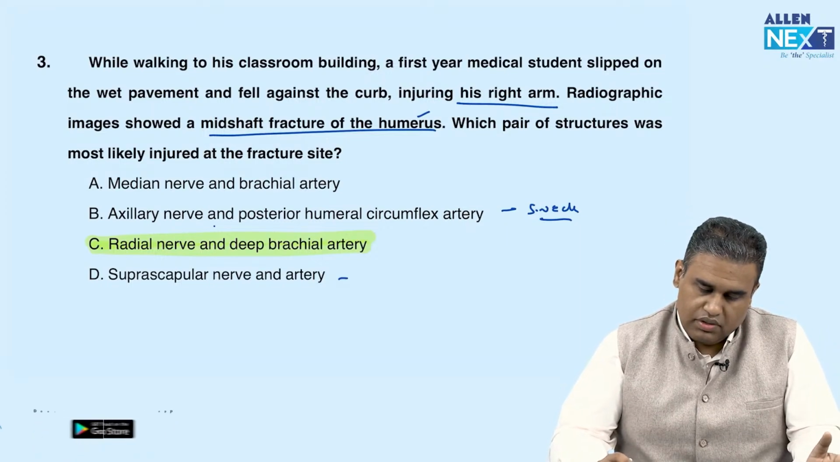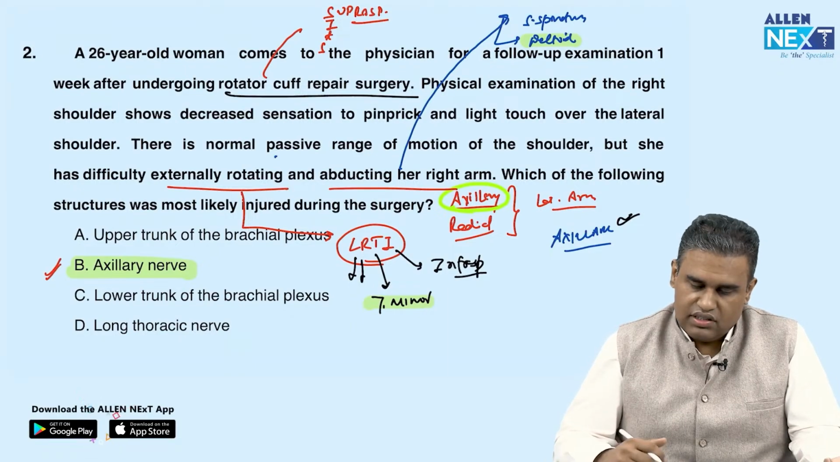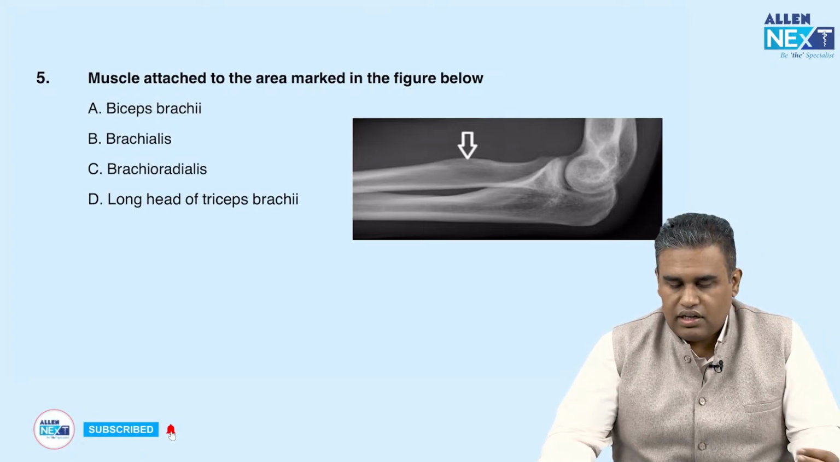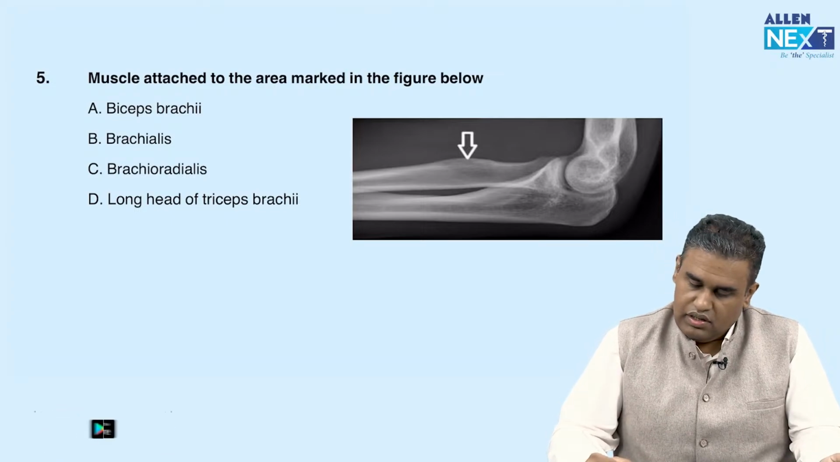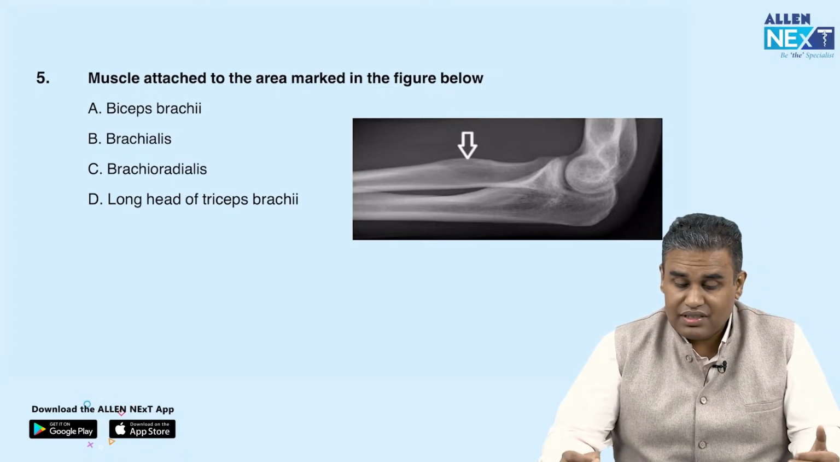In the previous question, we talked about rotator cuff repair, which is also quite common. Scaphoid fracture, these are the common questions. Let's see one more after this. Look at the bone over here. Now that's a pure anatomical question. What are they asking you? The muscle attached to the area marked in the figure below. What is the muscle attached over here?